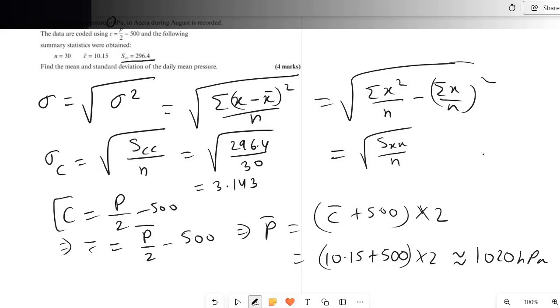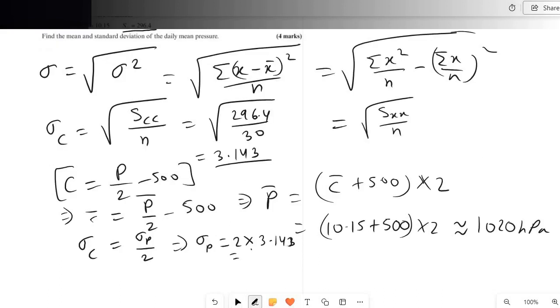And because C is equal to P divided by 2 minus 500, the standard deviation of C has to be equal to the standard deviation of P divided by 2. So the standard deviation of P will be double the standard deviation of C. So this will be 2 multiplied with 3.143, and this gives us a value of approximately 6.286, which is roughly 6.29 hectopascals. And this is our answer.